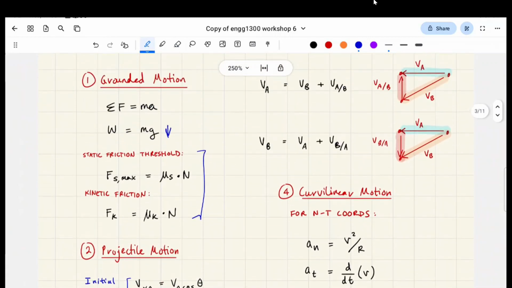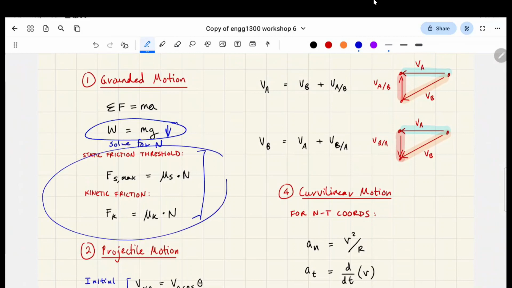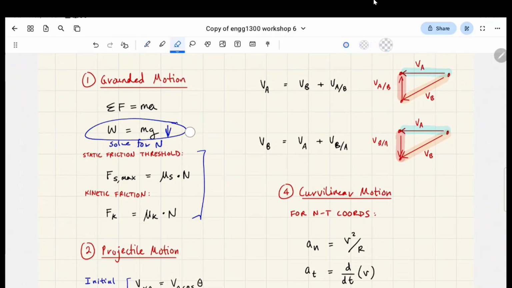You pretty much always go from weight force to solve for normal force to the friction ones, right? When you're solving for those box questions, pretty much.